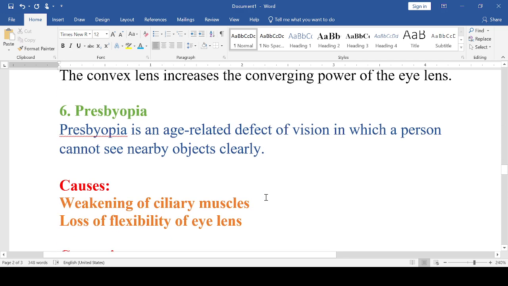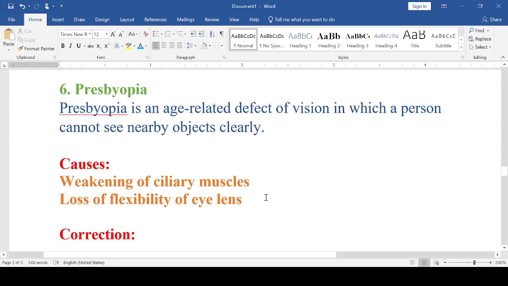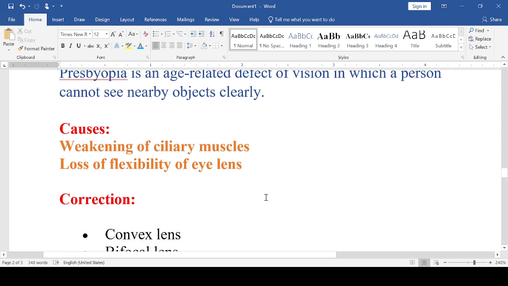Next comes presbyopia. Presbyopia is an age-related defect of vision in which a person cannot see near objects clearly. The person will not be able to see the objects which are placed nearby. Why? Because the ciliary muscles get weak, and there is a loss of flexibility of the eye lens.